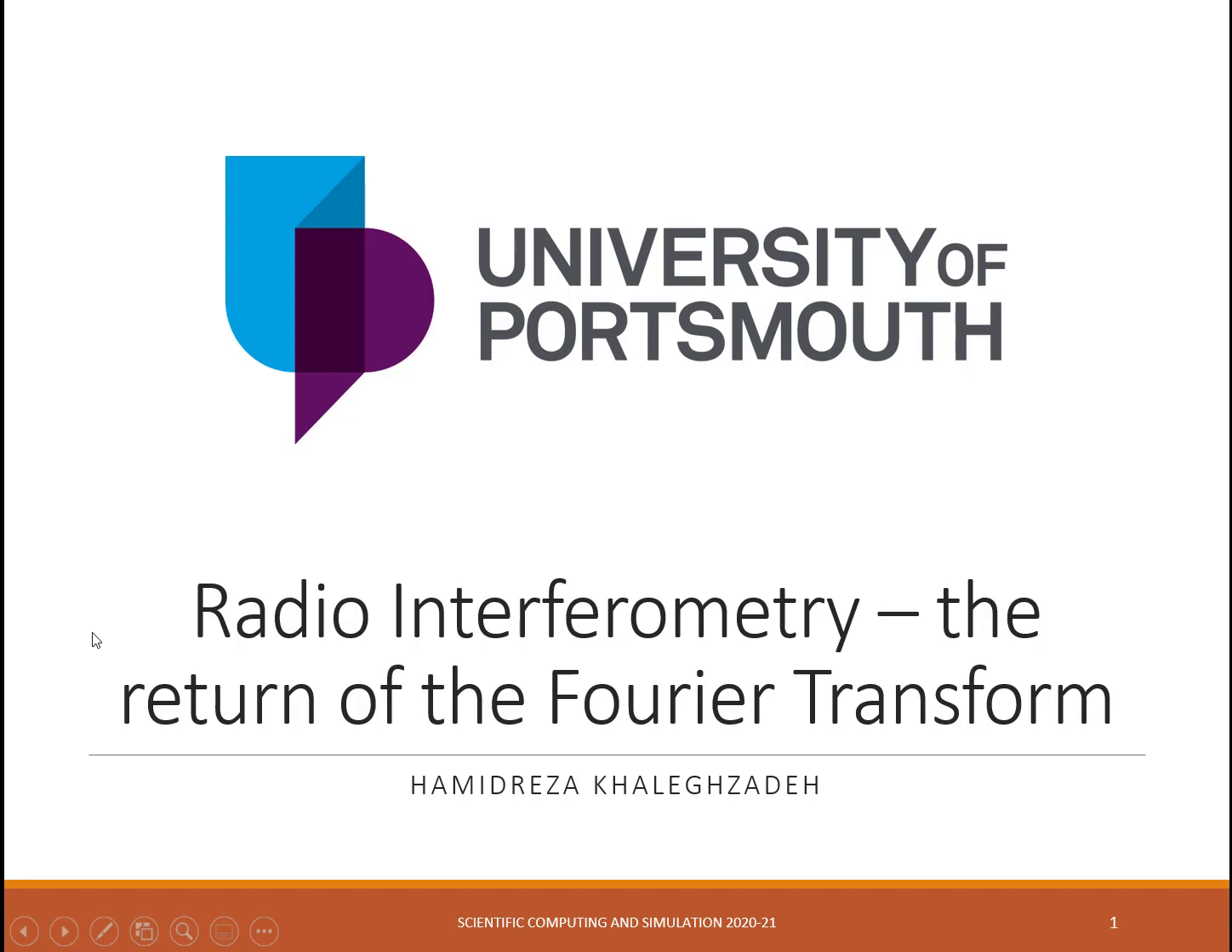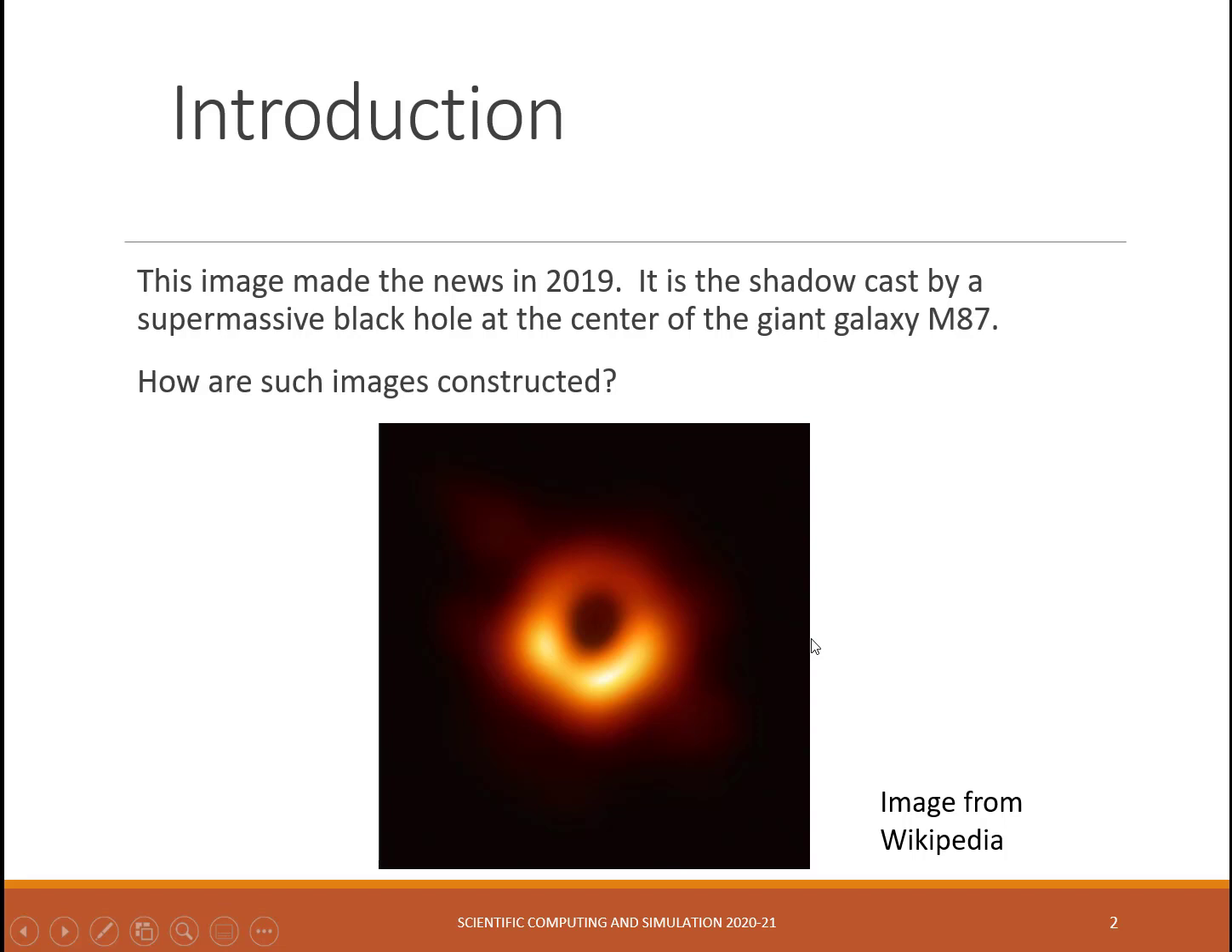Hello people, today we want to study the application of Fourier analysis in radio interferometry. Here we have an image showing the black hole M87* at the core of Messier 87. Messier 87, which is generally abbreviated to M87, is a supergiant galaxy with about 1 trillion stars. The black hole was imaged using the data collected by the Event Horizon Telescope.